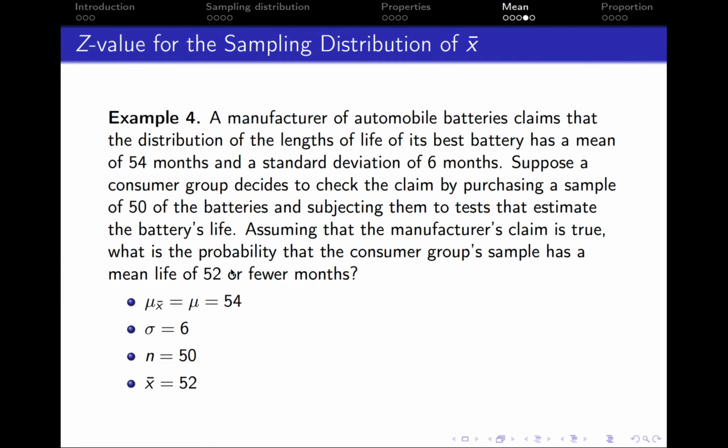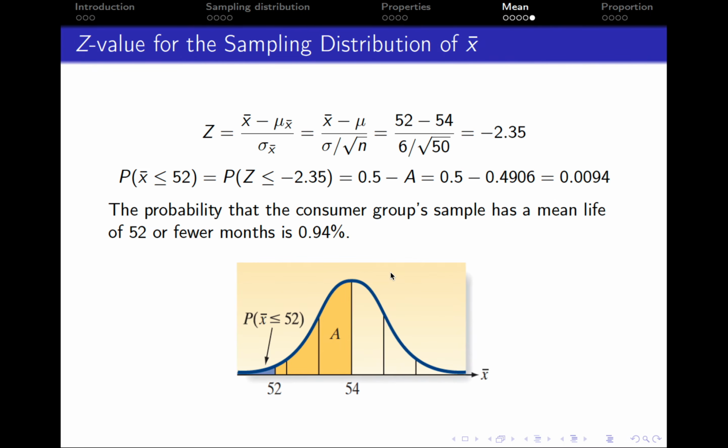And to answer that question, whether the consumer group sample has a mean life of 52 or fewer months, first of all, we need to calculate the z-score. So we substitute everything into the formula. The sample mean is 52, so the value that we would like to check whether it's true or not. The population mean, so the one that is claimed by the manufacturer, is 54. We divide it by 6, which is the standard deviation claimed by the manufacturer, and divided by the square root of the sample size, which is 50 batteries. And we get that the z-score is equal to negative 2.35.